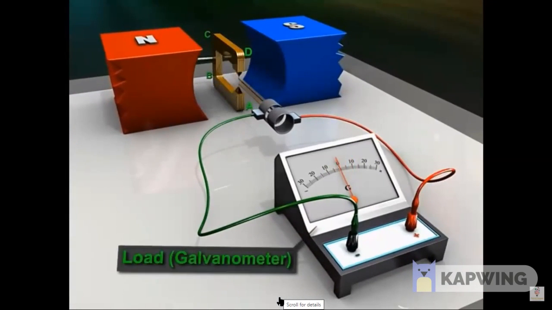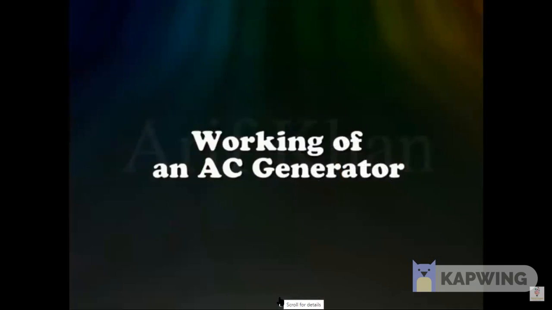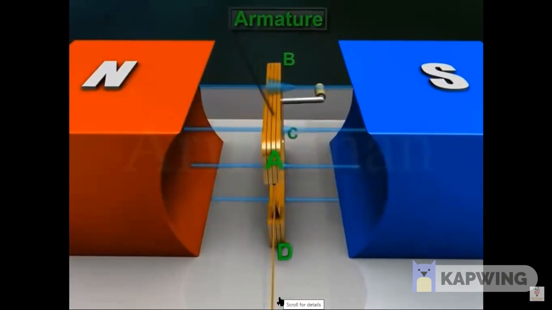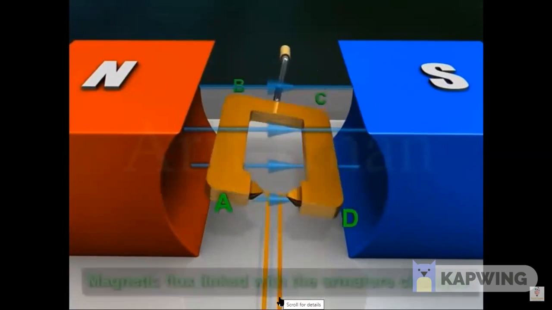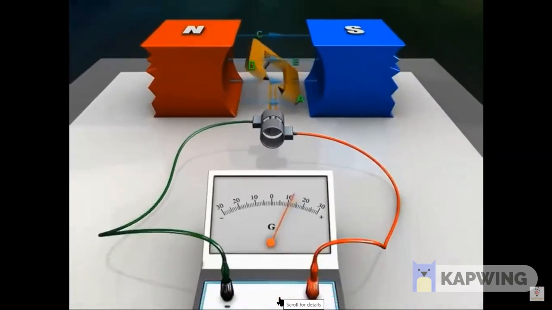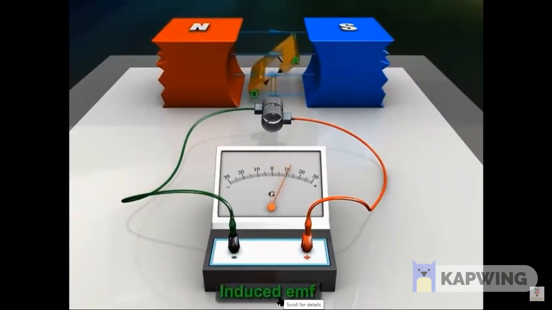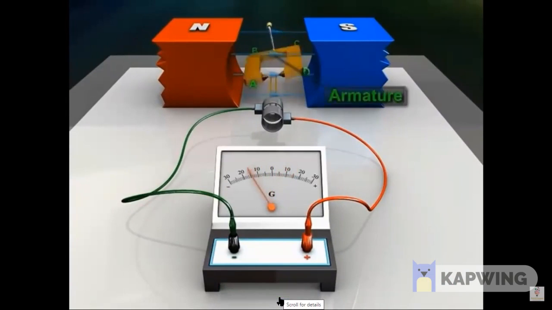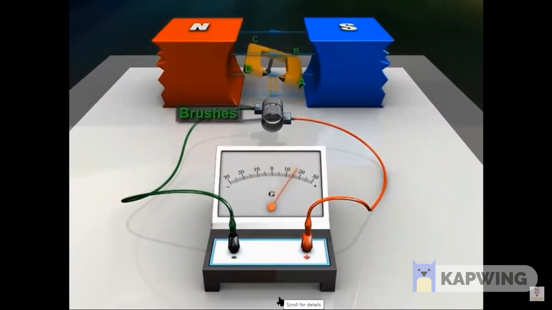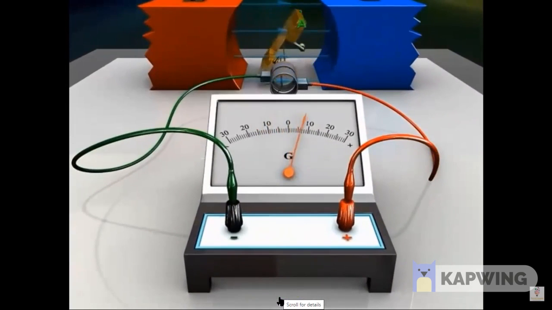Working of an AC generator. Now, when ABCD, or the armature, is rotated, the magnetic flux linked with the armature changes, and this induces an EMF, which is detected by the galvanometer. As the direction of current goes from minimum to maximum on both sides, it shows there is a current known as alternating current.